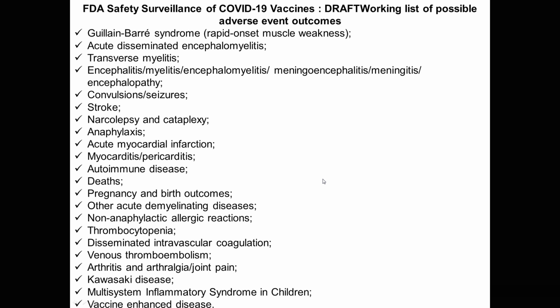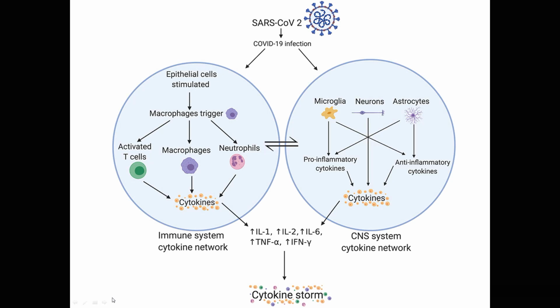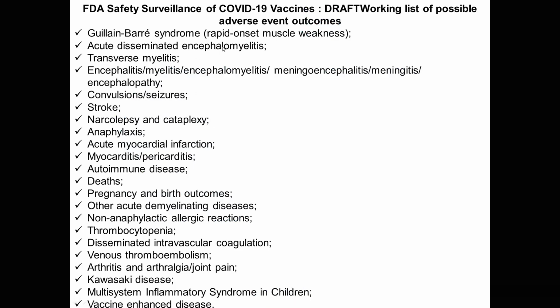Let me note, we have to be very careful. Look here, this is a list of the complications described until now. As you see, they are too many and they are too severe. Encephalomyelitis, transverse myelitis, encephalitis, stroke, anaphylaxis, myocardial infarction, and so on. They are arranged in order of incidence. The highest rate is that of Guillain-Barré syndrome, followed by encephalomyelitis, transverse myelitis, and so on. So don't forget that. That's all for today.